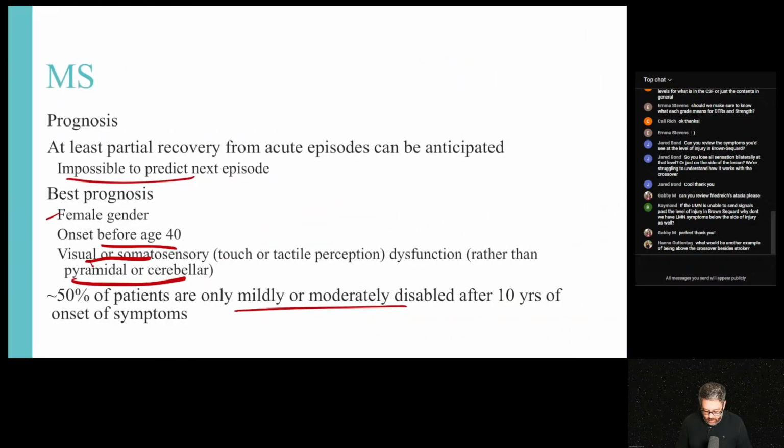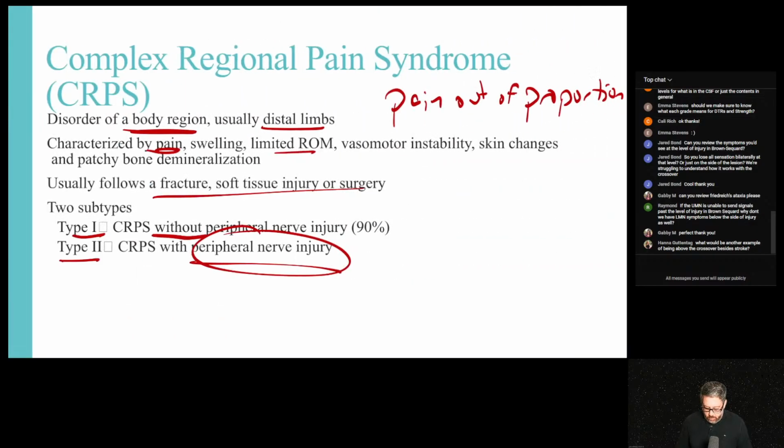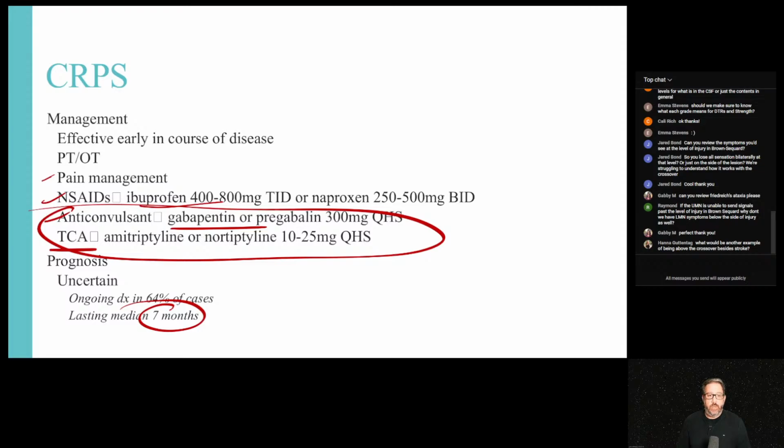What else? Make sure you remember this one. Type 1 doesn't have peripheral nerve injury. Type 2 does have nerve injury.